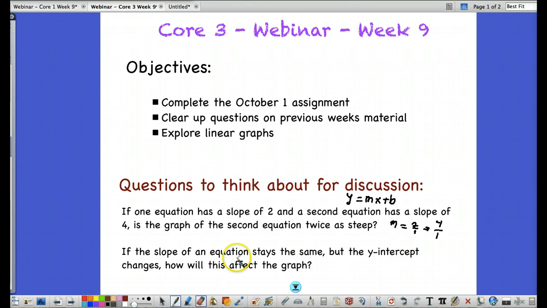All right, you guys, second question. If the slope of an equation stays the same, so here you go, Edwin, here's your y-intercept, but the y-intercept changes, how will that affect the graph? The y-intercept changes.